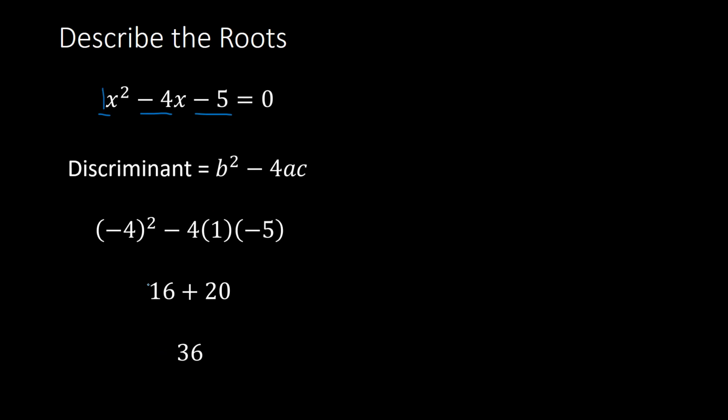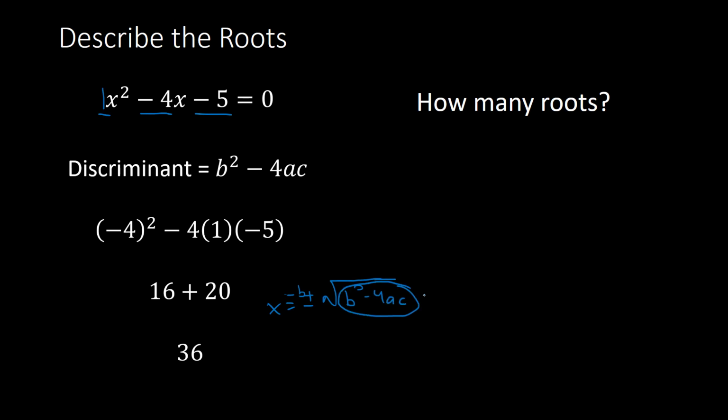And now from here we need to find the roots. What kind of roots does it have? So how many roots? Well, remember, x equals the opposite of b plus or minus the square root of b squared minus 4ac. This right here is 36. So we have x equals opposite of b plus or minus square root of 36 all over 2a. So here, your discriminant is 36. How many roots does it have? Well, it's going to be 2 because we have positive or negative, so 2 roots.